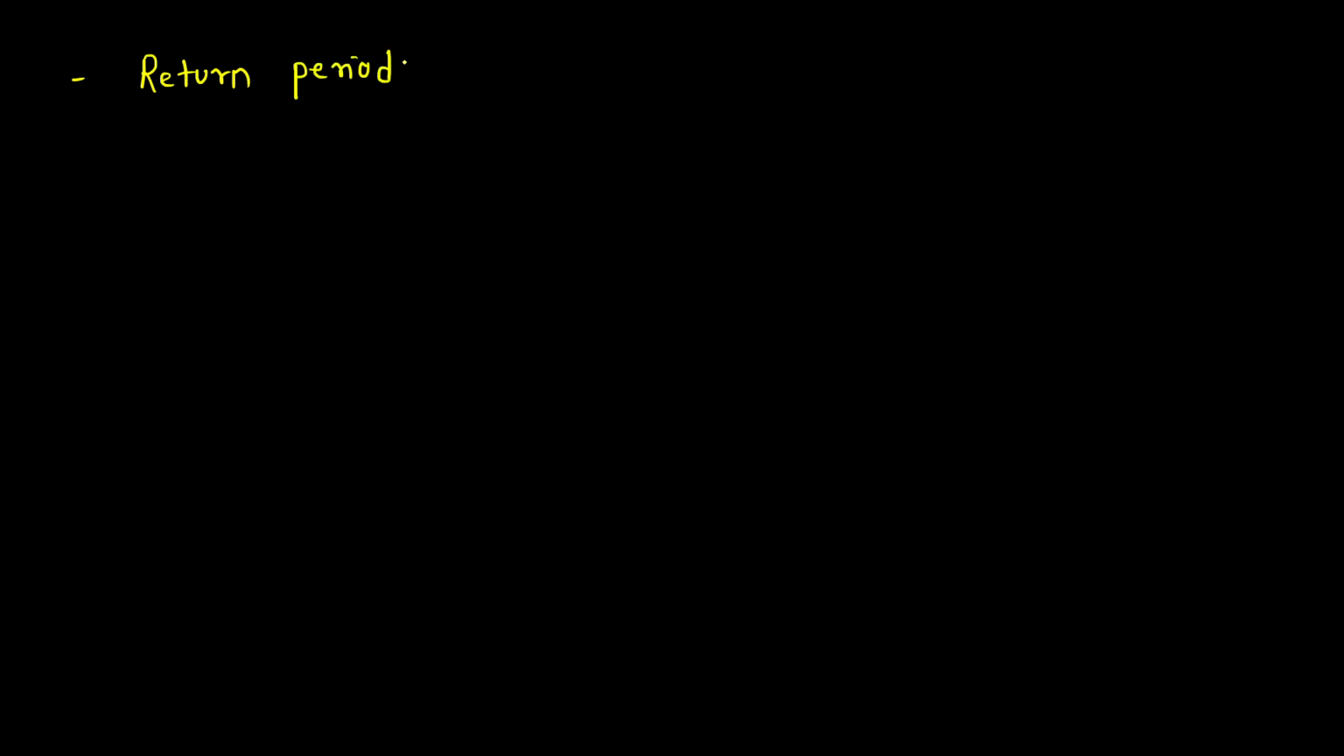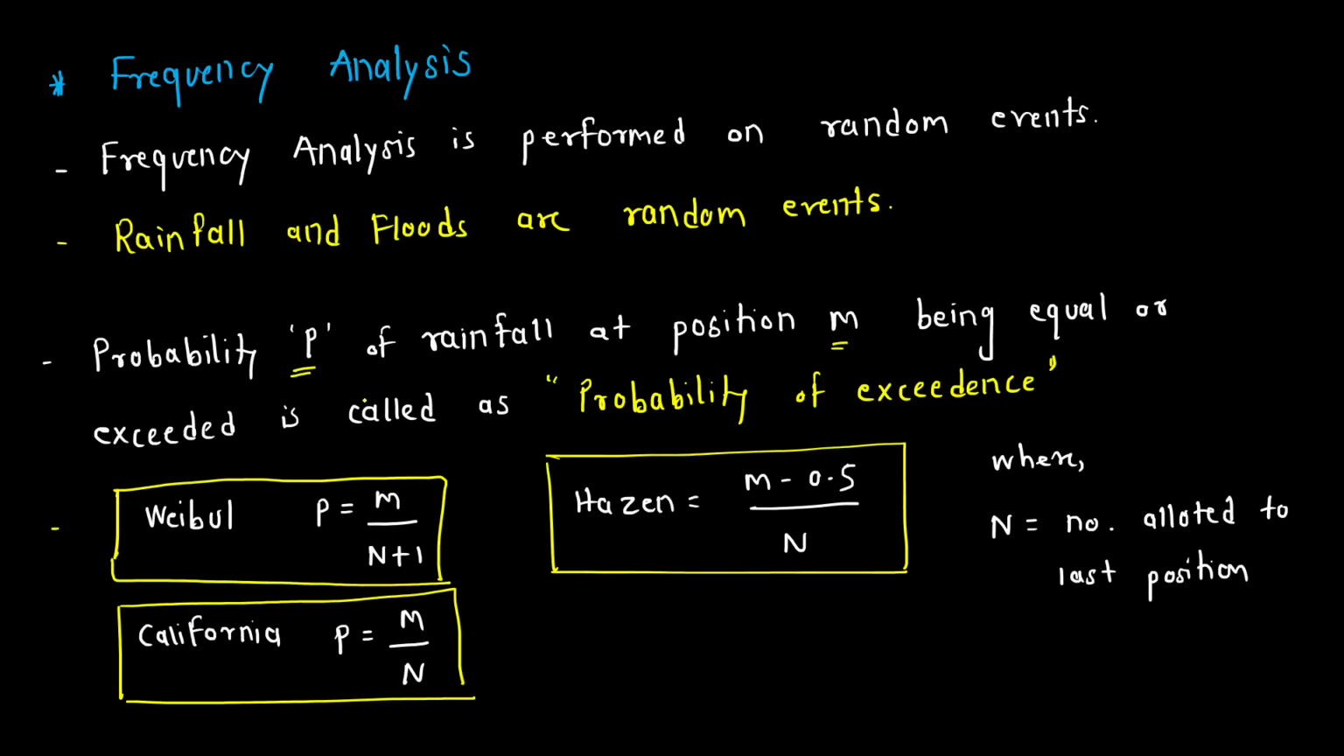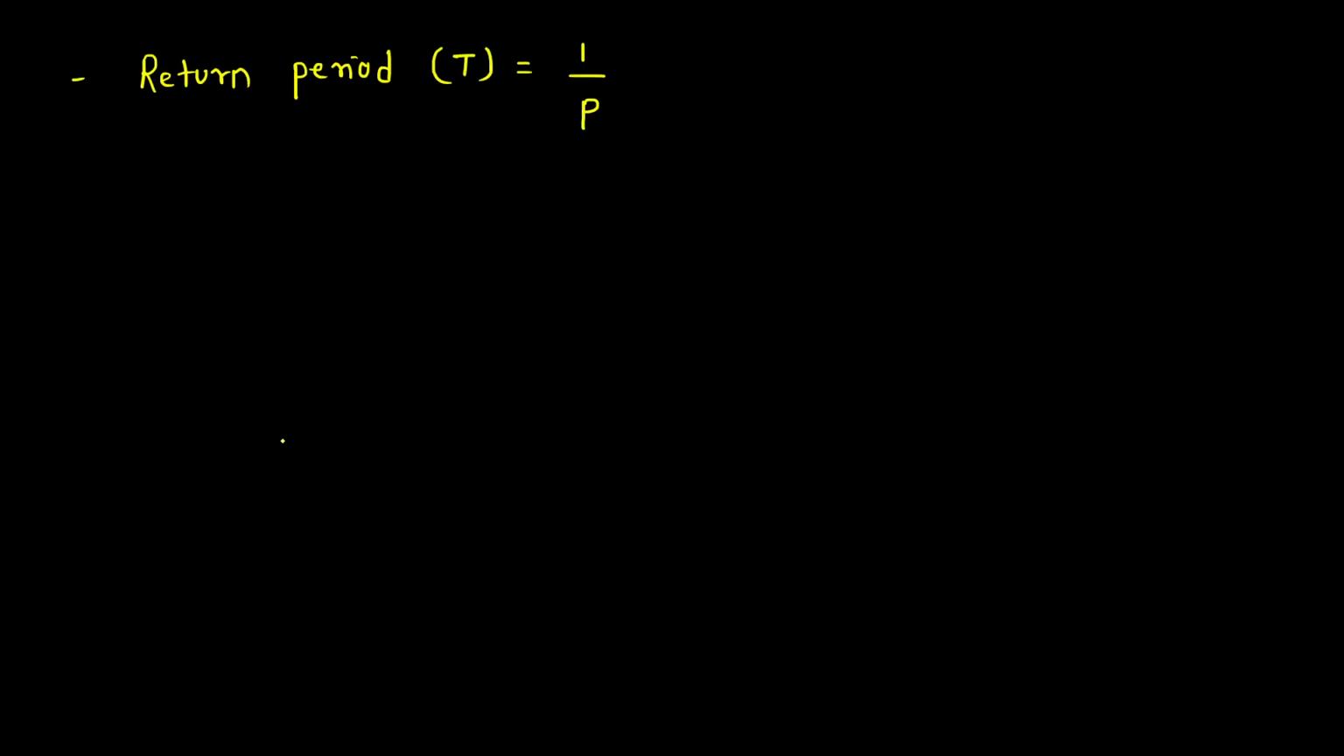Return period T is calculated as 1 by probability P. We have seen the probability formula P here; if we just take the inverse of it, that is 1 by P, it will give us the return period. Now what is the meaning of return period? This value will come in years. Let's say it is 1 year. That means for the particular probability, after 1 year, the same rainfall will get repeated.